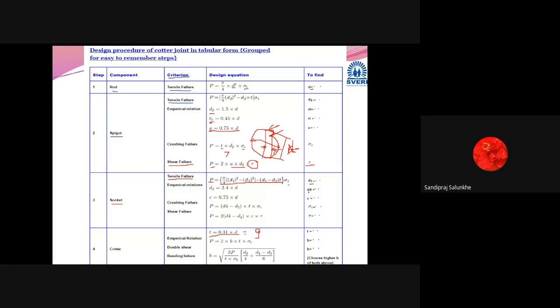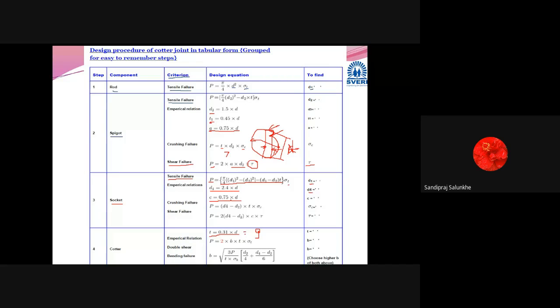Then we have calculated D4 by means of this empirical formula. Already we have calculated D2 with the formula while designing the spigot, so it is not necessary to calculate D2 again. We have calculated just this D1 value by means of this formula. Then D4 we have calculated by means of this empirical formula. D4 is the diameter of the collar of that socket. Also we have used one empirical formula to calculate the thickness of that socket as C.